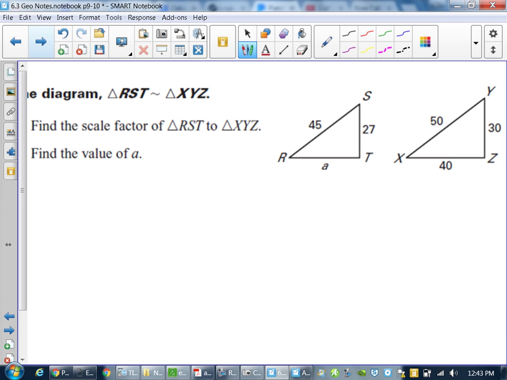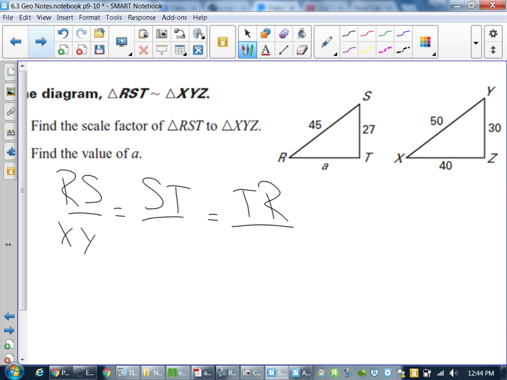So again, first thing I do is I just write it out. RS, ST, TR. I go from there. You write out the other one. Remember, all I'm doing is just taking it right off the letters, exactly the same way that we talked about side lengths being congruent when you had congruent triangles. Here, the difference is that they have a ratio as opposed to equal. Fill in the blanks.